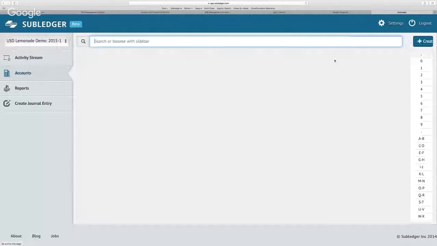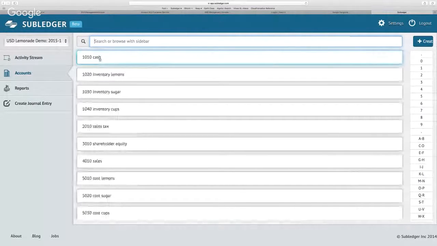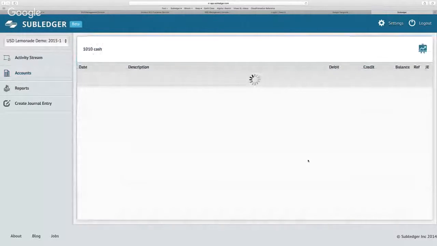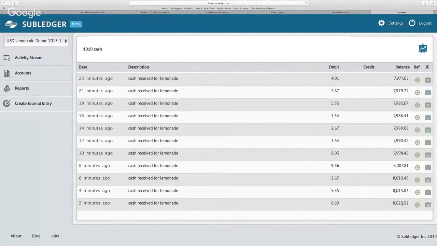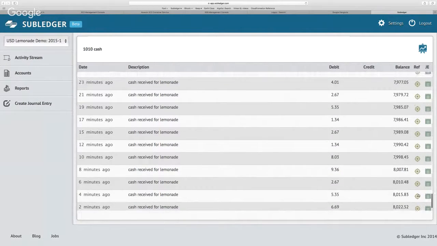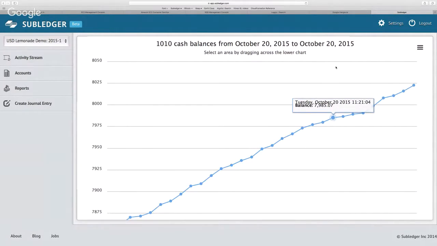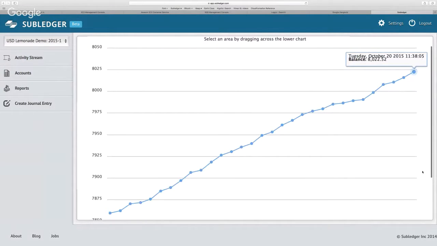We can come over here and see the entries for an individual account like cash. So cash is counting up. Fortunately, it looks like the business actually makes a profit. Again, for each of these entries, we can get back to the reference document that made them. With simple API calls and such, we can plot the balance of that account over time. Open up more lemonade stands.